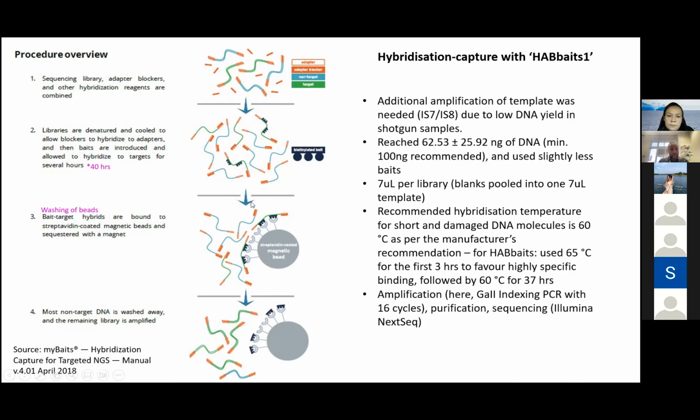And then the bait hybrids get bound to some magnetic beads in the next step. So this is how you're basically capturing your target sequences. They get bound to some magnetic beads, and then there's a couple of washes that get applied, and then in the end you can elute the DNA, which should only be the DNA that you were targeting for, and everything else gets washed away.